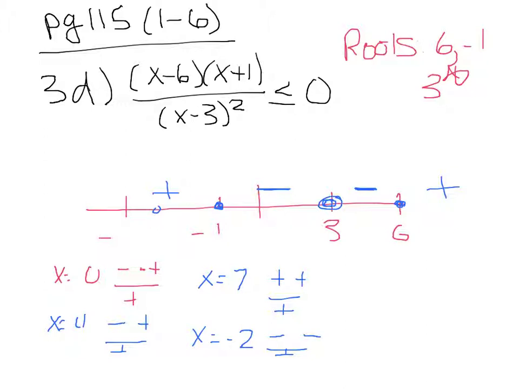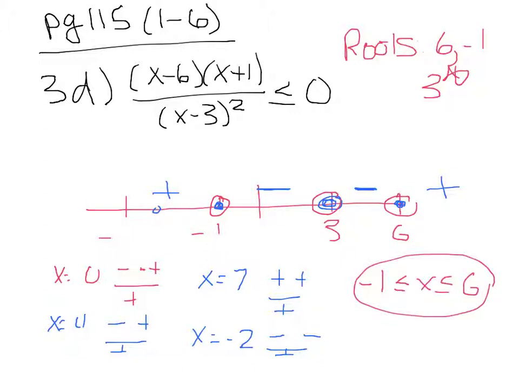So when is this negative? Put the answer in red here. It's negative between negative 1 and 3. Or I'm sorry, negative 1 and 6. Or equal to, x is less than or equal to 6. So that's our answer.